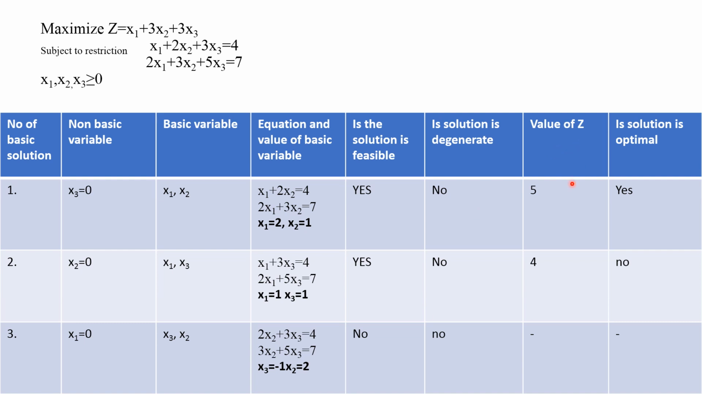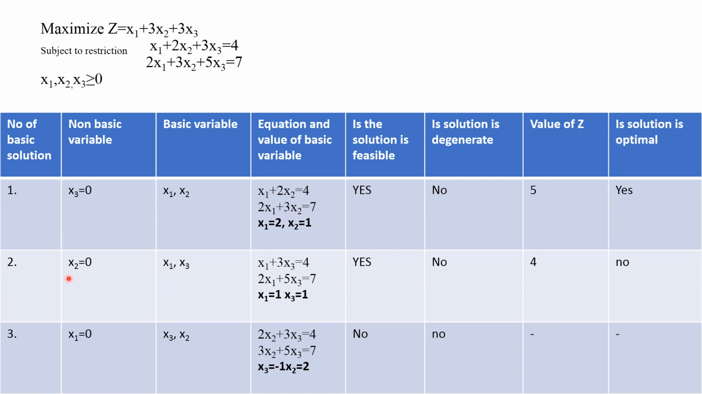Value of z, so how can we find value of z? We have to put the x1, x2 and x3 values in the given equation. So x1 is equal to 2, 2 plus 3, that is 5. So value of z is equal to 5. Is the solution optimal? So we can say the solution is optimal after checking all the values.